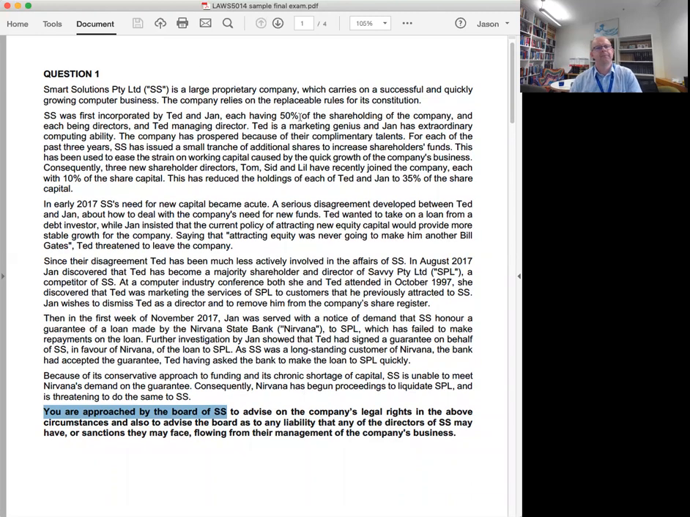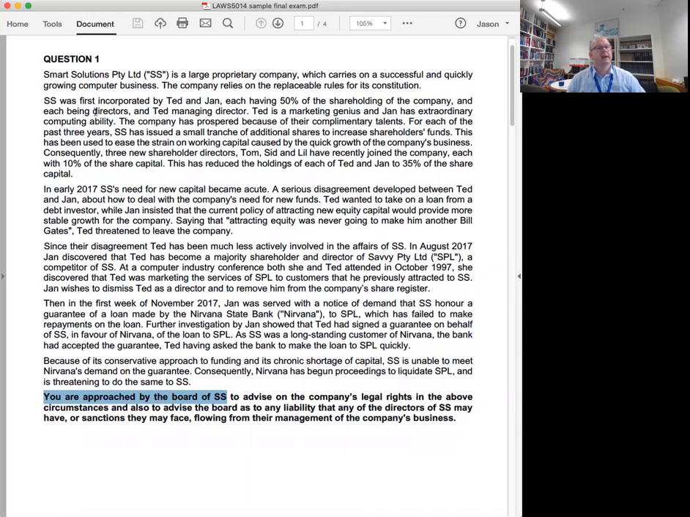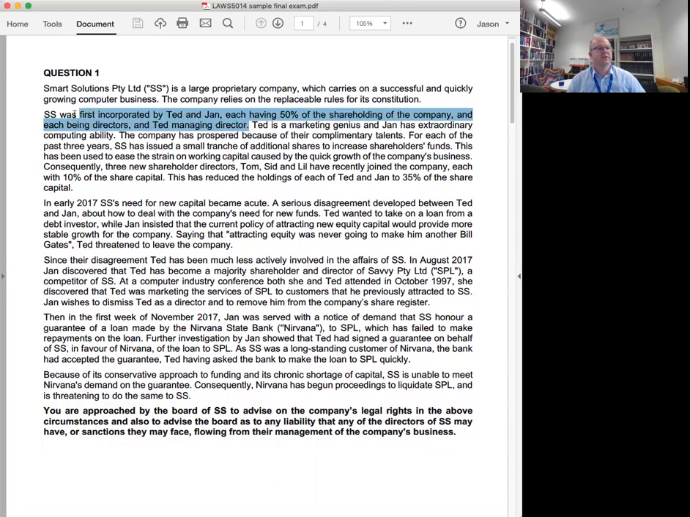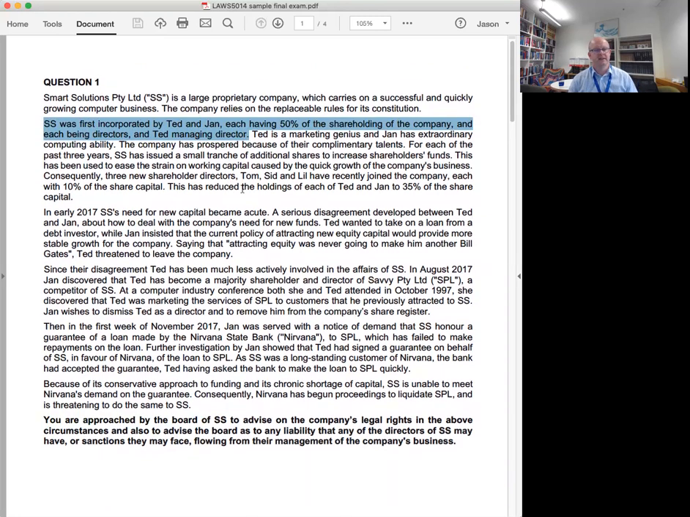Okay, so the company relies on replaceable rules. Started off with 2 shareholders, 50% each. Okay, and each of them being directors. Ted's the managing director. So just looking at the question so far, I'm wondering, is this going to be a situation where these 2 directors and shareholders have a falling out and maybe one tries to get rid of the other? So we'll see. And we've looked at cases like that in terms of just and equitable winding up grounds, members' remedies, and of course also minority oppression.